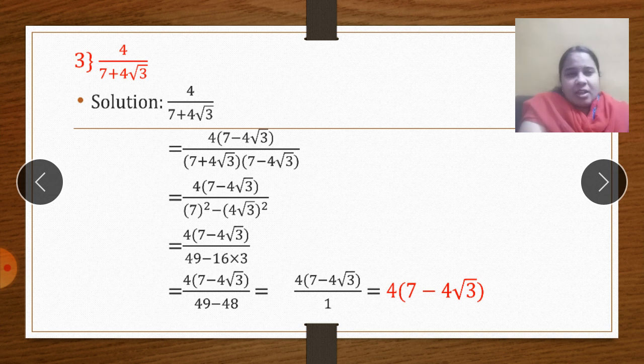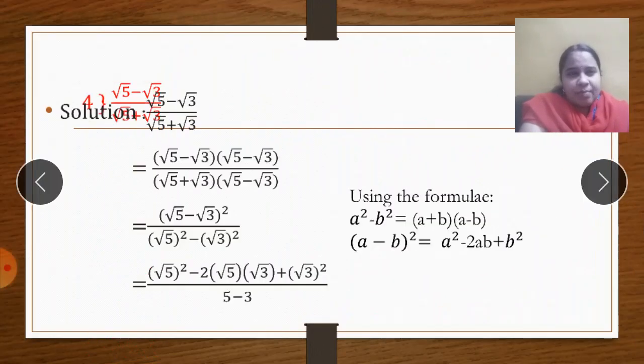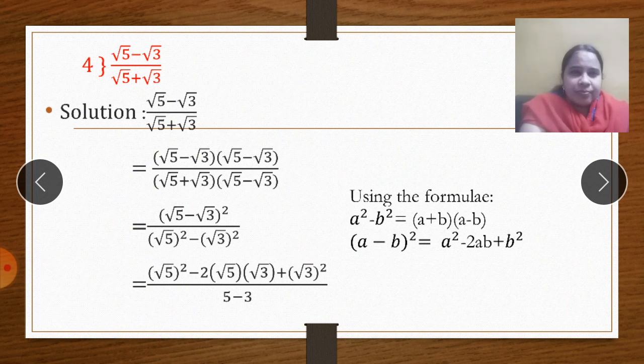Okay. Now let's see the next question. That is the fourth sum and the last sum of this exercise. See, root 5 minus root 3 and root 5 plus root 3. I am not asking you to do it on your own. There is a slight difference in this sum. Please write it along with me as I am explaining.